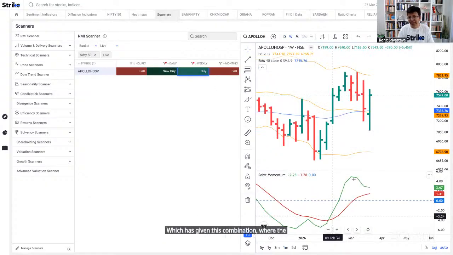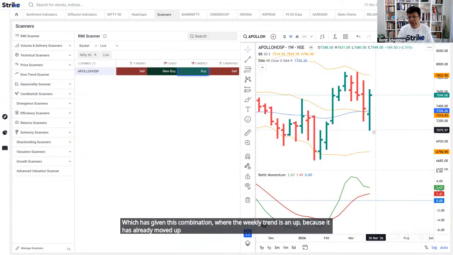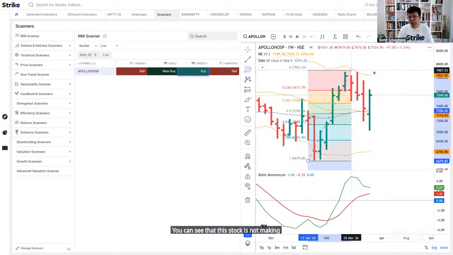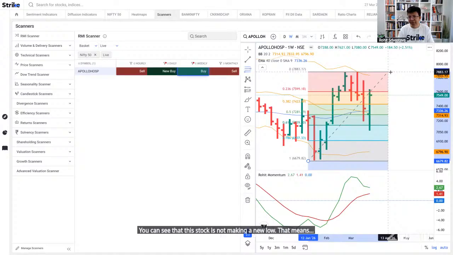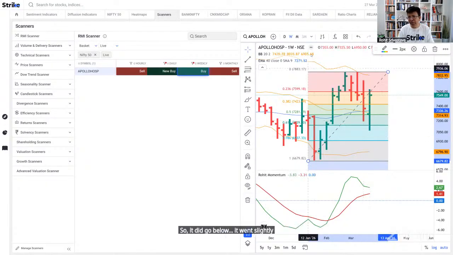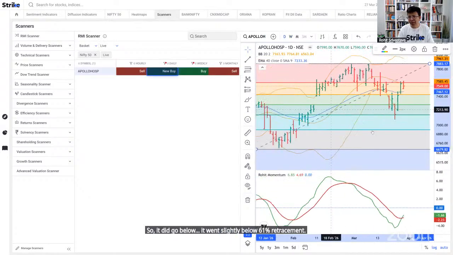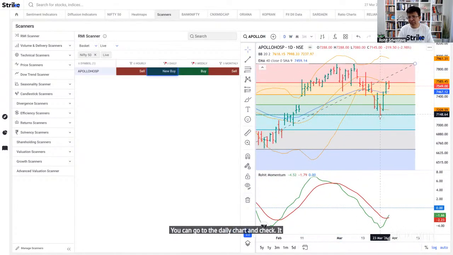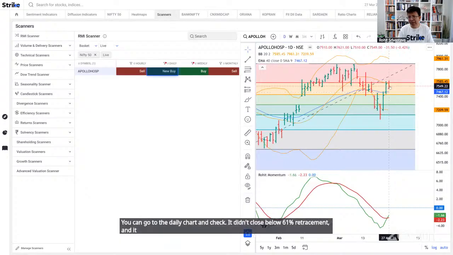Where the weekly trend is up because it has already moved up. Note, even though the market is making a new low, you can see that this stock is not making a new low. That means fund managers like it. They are buying the dip on this because it's defensive, right? You won't stop going to a hospital, what does it have to do with the war? So it did go slightly below 61% retracement. You can go to the daily chart and check. It didn't close below 61% retracement and it is bouncing back.